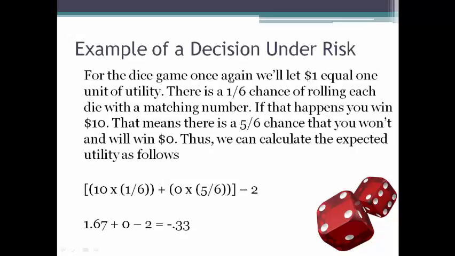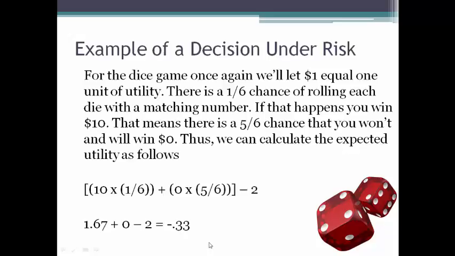For the dice game, once again, we'll set $1 equal to 1 unit of utility. There's a 1/6 chance of rolling each die with a matching number. And if that happens, you win the $10. That means there's a 5/6 chance that you won't, and you'll win nothing. Thus, we can calculate the expected utility as follows. So you've got 10 times this 1/6 plus 0 times this 5/6 minus 2, which is our initial cost. These turn out to be 1.67 and 0 and 2, which gives us negative 0.33.